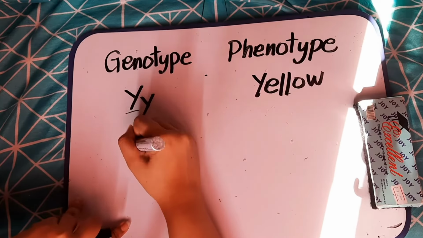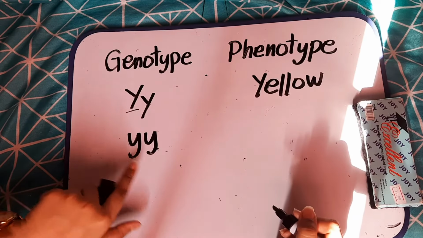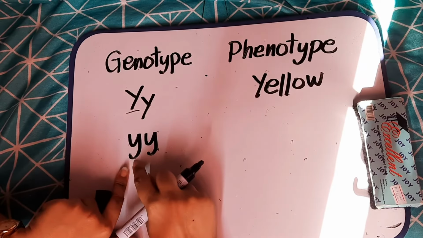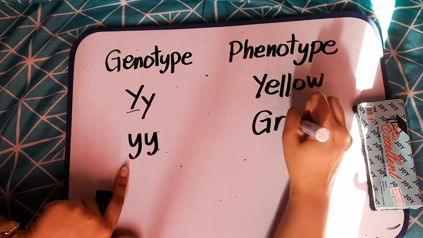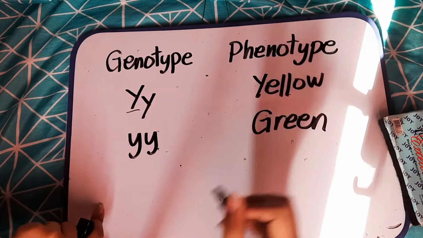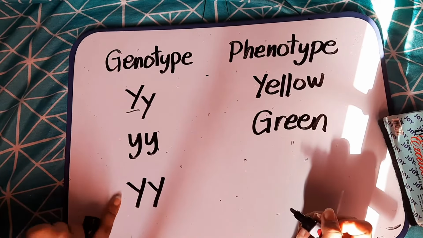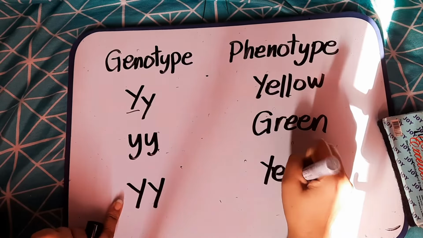Kapag ang genotype naman ay dalawang small letter y, ibig sabihin, walang dominant diyan, parehas recessive. At alam natin na kapag recessive na small letter y, ang phenotype naman niyan is green. Kapag ang genotype naman ay parehas na capital Y, sabihin pure breed ito, so ang ating phenotype niyan is yellow.